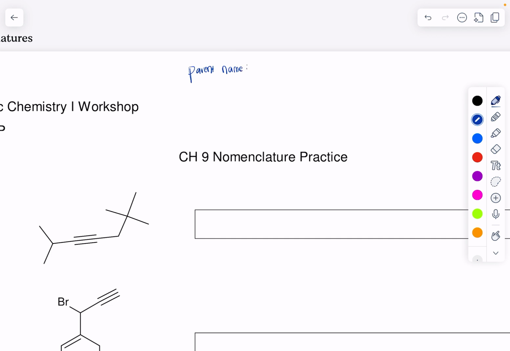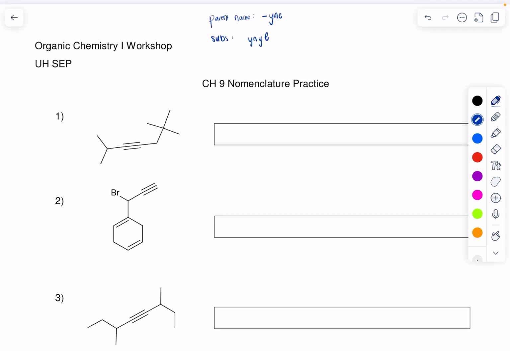Now if it only has one triple bond, you'll just write it as normal, but now you'll be adding the ending Y and E. Now you can have double bonds and triple bonds within the parent chain, so you'll see how to write that. And then if it's a substituent, then it's YN, YL, and that's that for now.